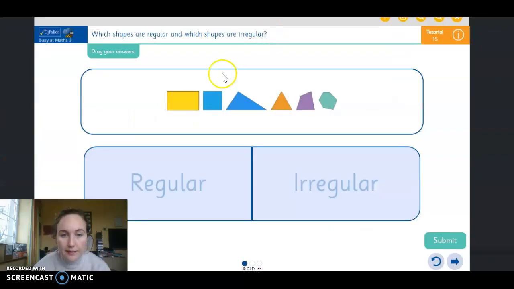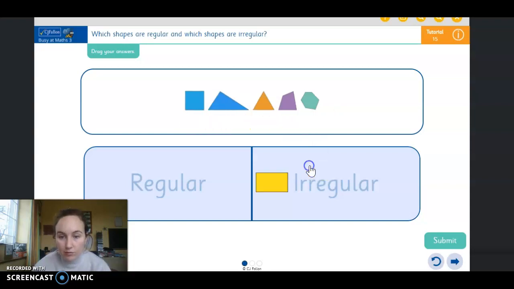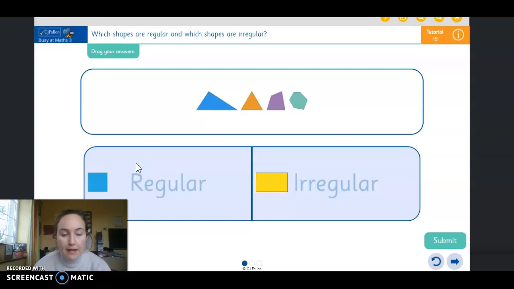Going to do a little bit of sorting. We have got these shapes and we have to decide, are they regular or irregular? So if they're regular, I'll drop them into this box, and if they're irregular, I'll drop them into this box. So as I just said to you a second ago, a rectangle is irregular because its sides are not the same length, too long, too short. But a square is a regular shape. It has all sides the same length, all straight sides, all angles are the same.